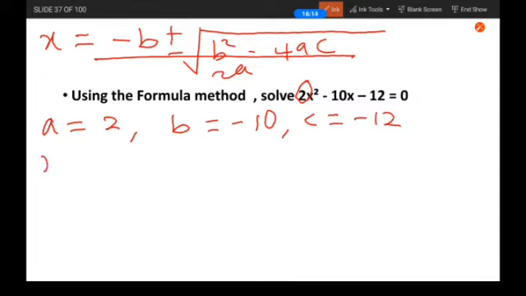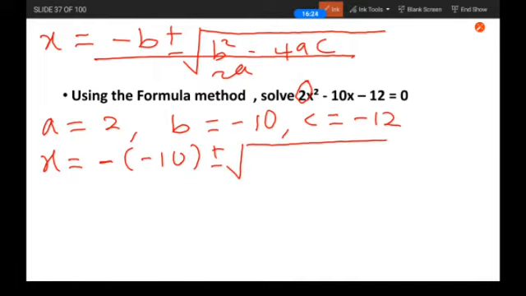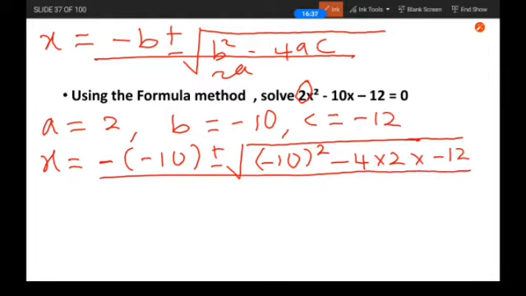So putting the values there, we are going to be having minus, watch that, that is minus minus 10 plus or minus the square root of minus 10 squared, minus 4 times 2, then times minus 12, everything over 2 times 2. And we're going to be having negative times negative will give us positive.